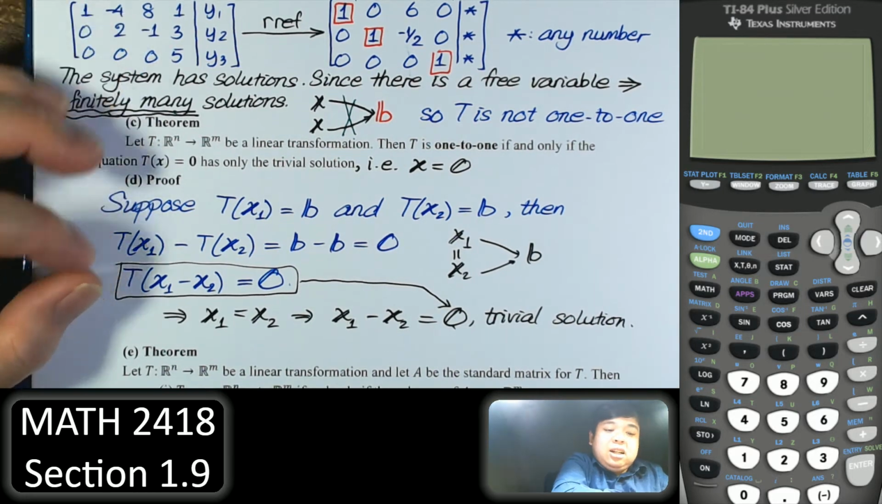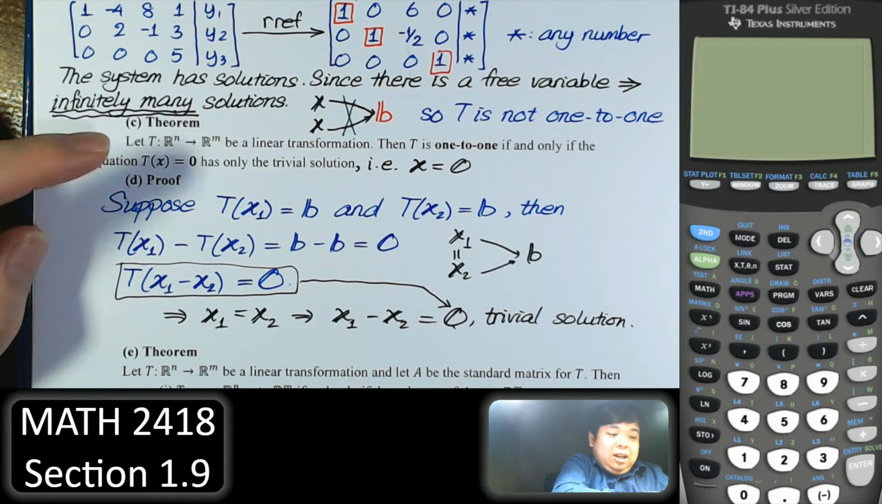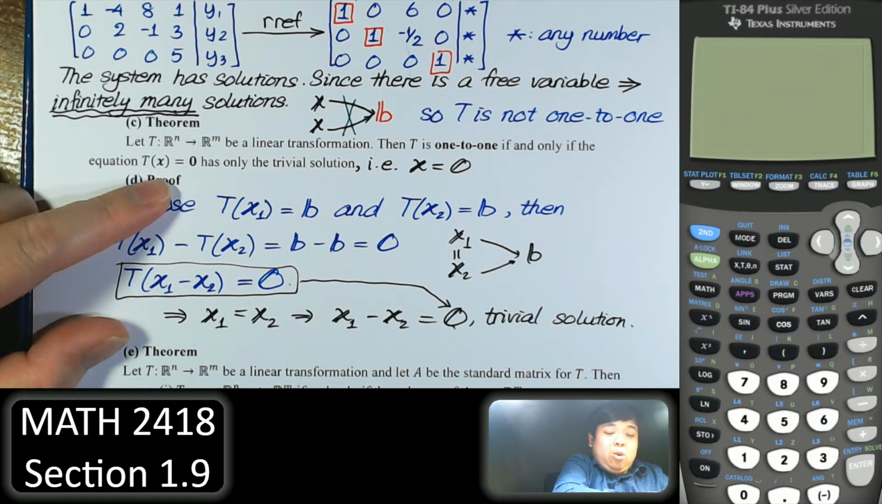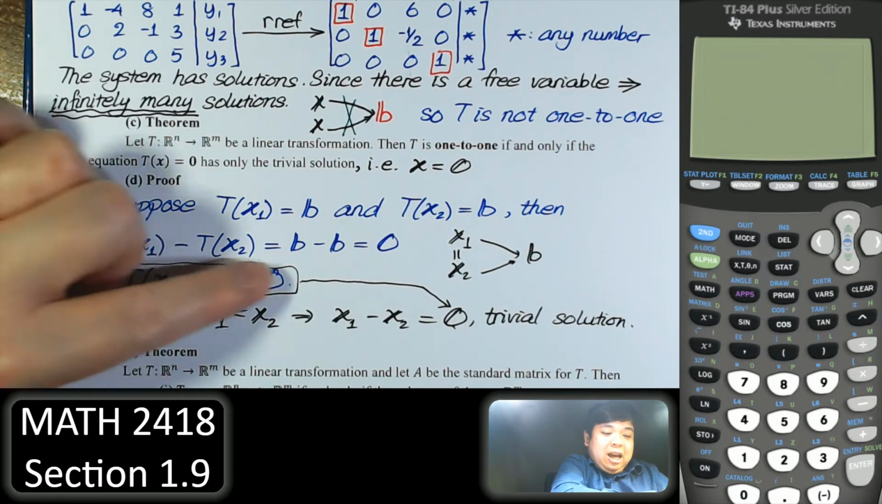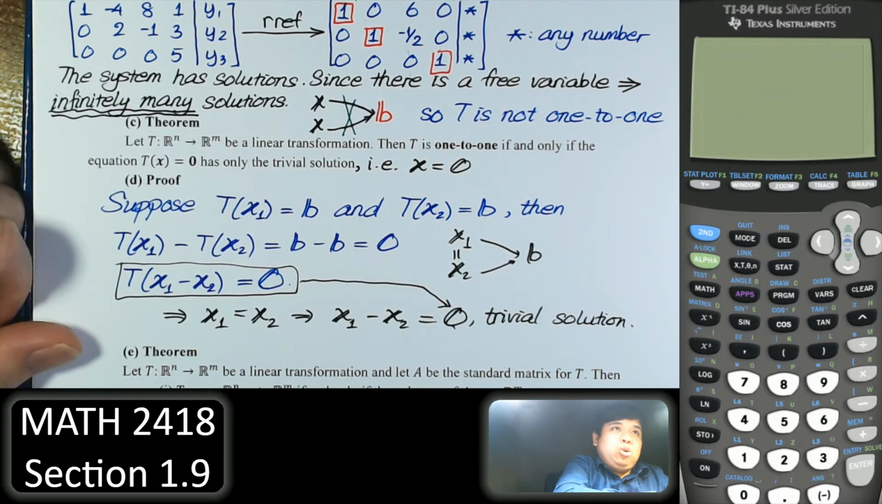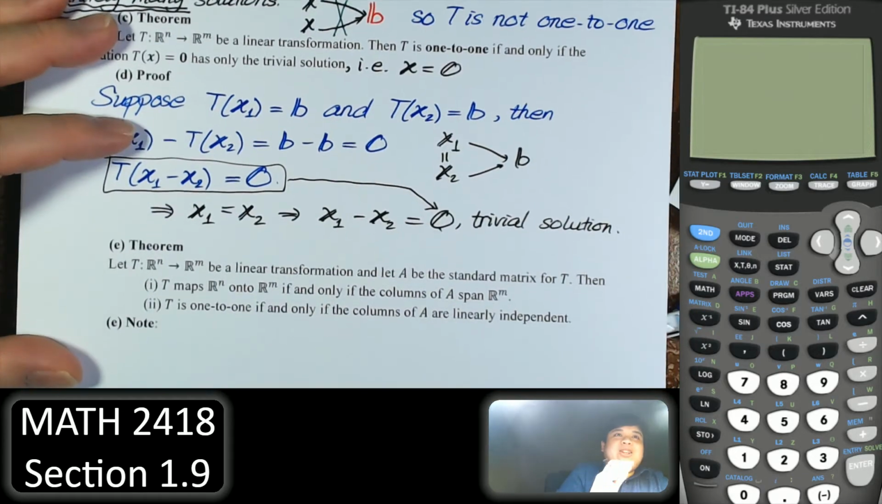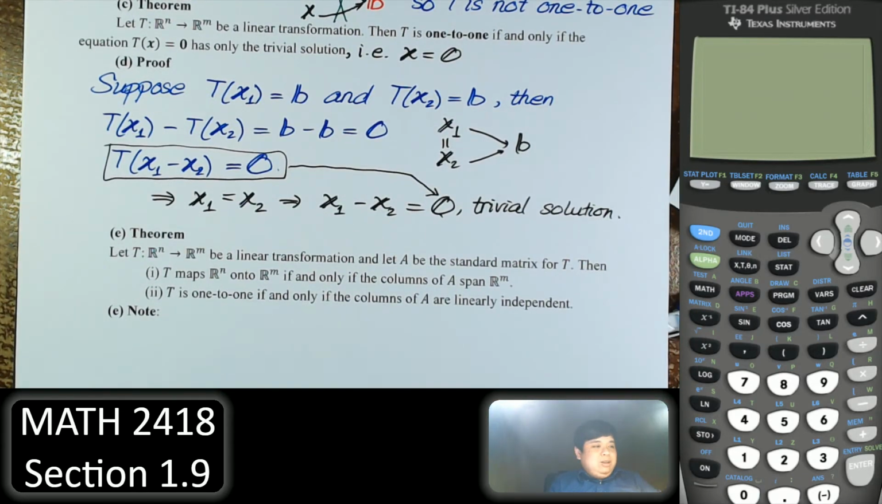So we say that T is 1 to 1 if T of x equal to 0 has only the trivial solution. Right, that's nice and all, but what we need to remember in this section is how pretty much a lot of different concepts in this chapter are linked together. Let's look at this.